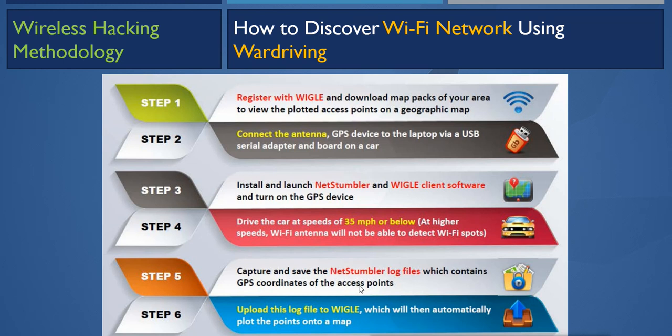As your antenna is detecting it, your software will do the logging. It will start creating a log about the GPS location of the access point. Then it uploads this log file to Wiggle, which will automatically plot the point onto a map. So this is how users normally detect and upload onto these sites.